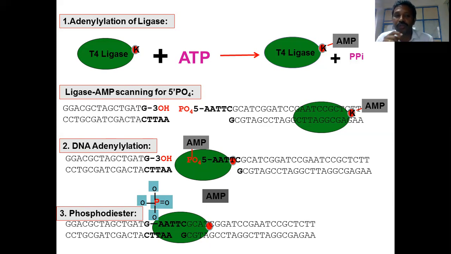I want to ask you one question here. You know, this material is very useful for any competitive exam. Only adenylated ligase molecule can bind to the 5' phosphates. If there is no ATP, if there is no magnesium, then ligase cannot identify the 5' phosphates.